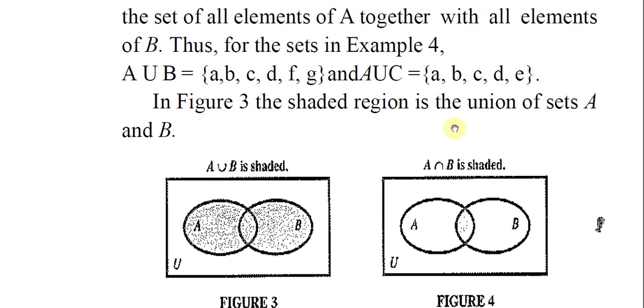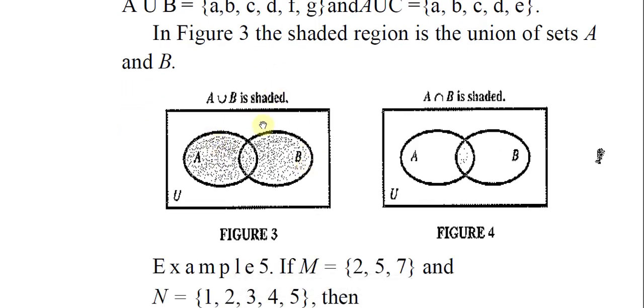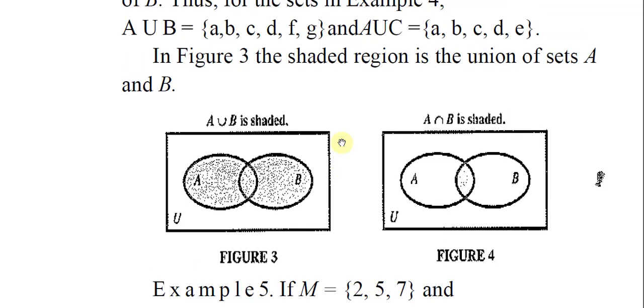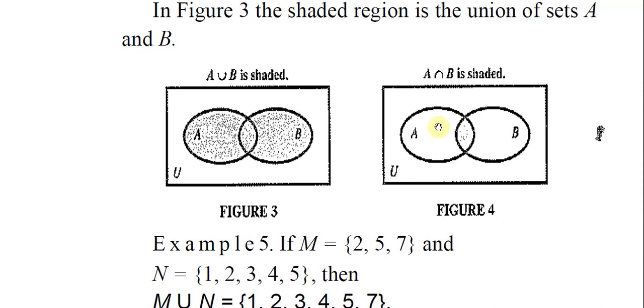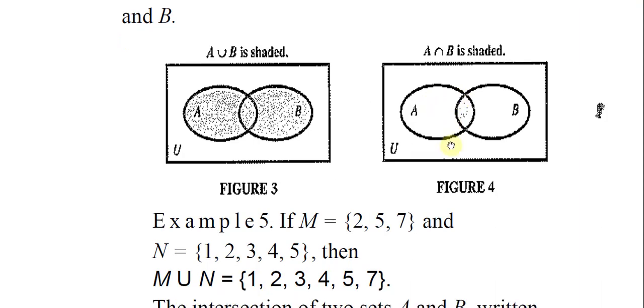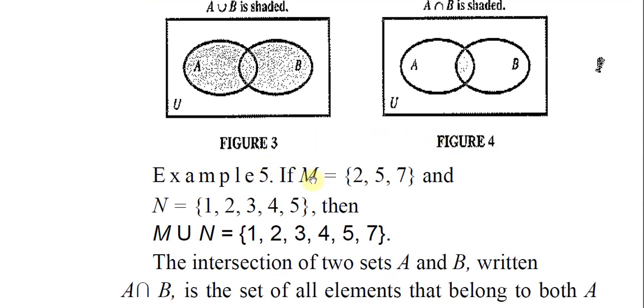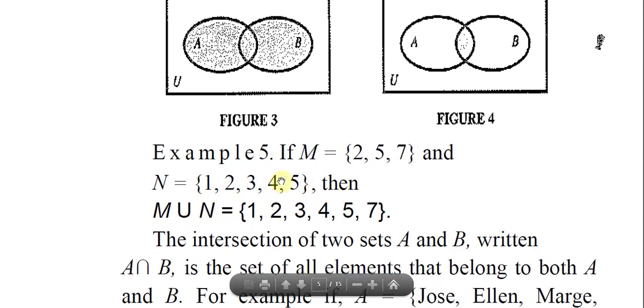Now, in figure 3, the shaded region is the union of sets A and B. So this is the union of two sets. And we have also the intersection of these two sets. It will be later. So example number 5, after this we will consider intersection also. M is 2, 5, 7 and N is 1, 2, 3, 4, 5. Then M union N is 1, 2, 3, 4, 5, and 7.